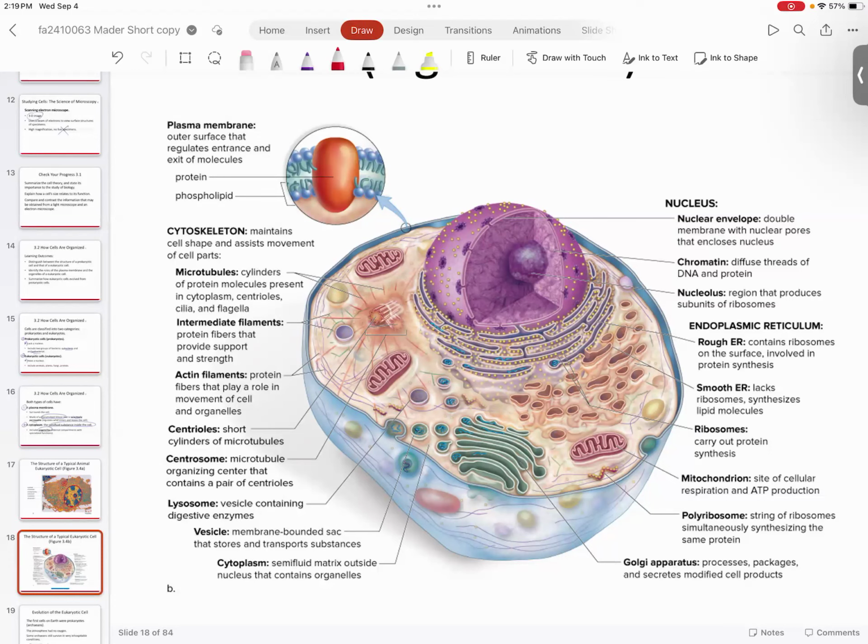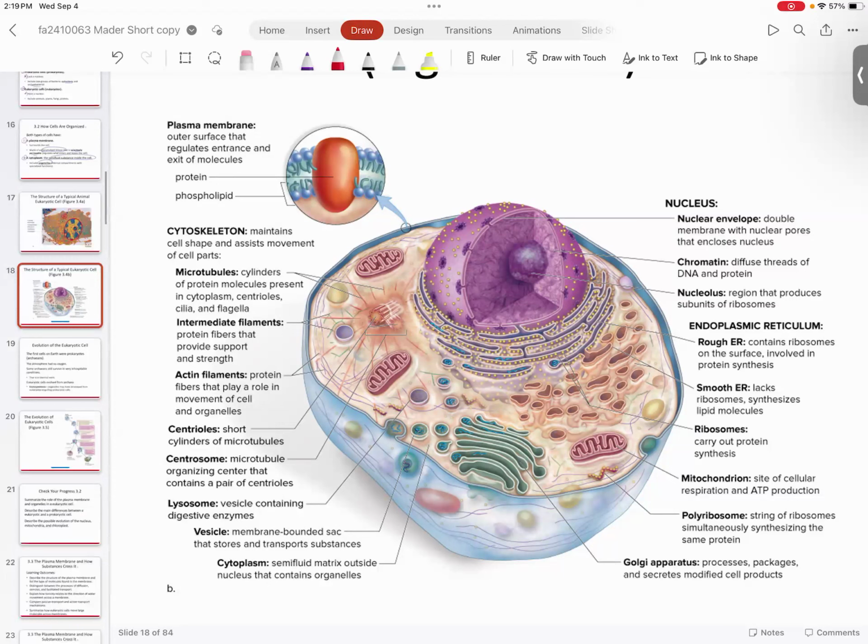That's kind of what we have here, right? So we basically have this sort of context-driven way of learning the cell. This is what I would really encourage you guys to do. Okay.